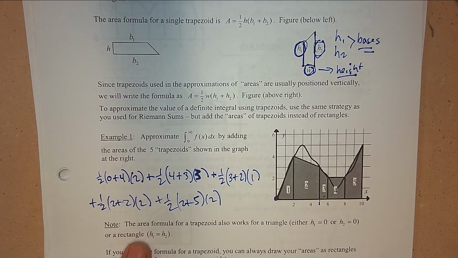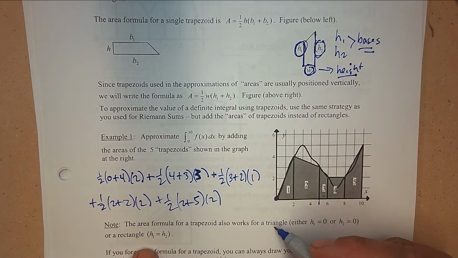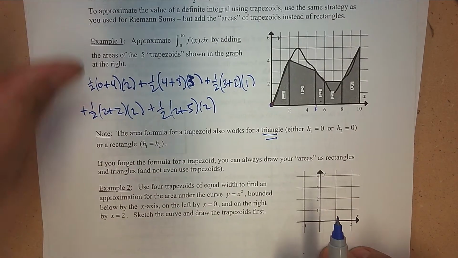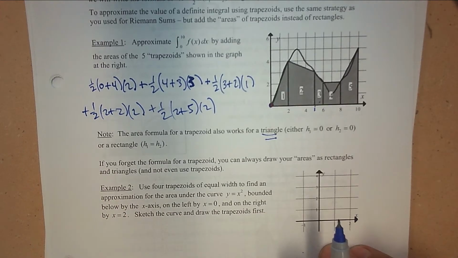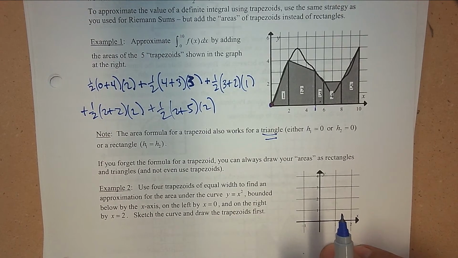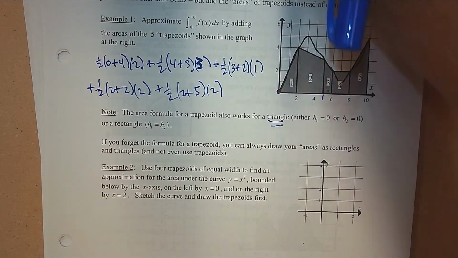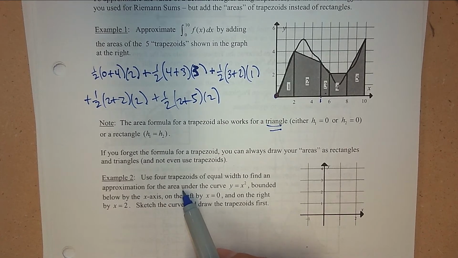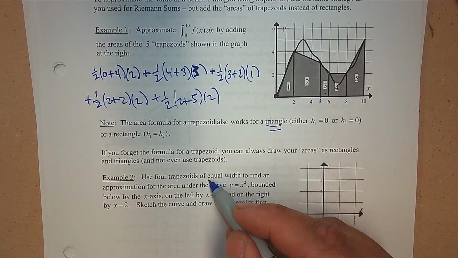Note the area formula for a trapezoid also works for a triangle when one of the bases or heights is 0. So there you go. If you forget the formula for a trapezoid, you can always draw your areas as rectangles and triangles and not even use trapezoids. How sad would that be? Okay, example number 2. Use 4 trapezoids of equal width.